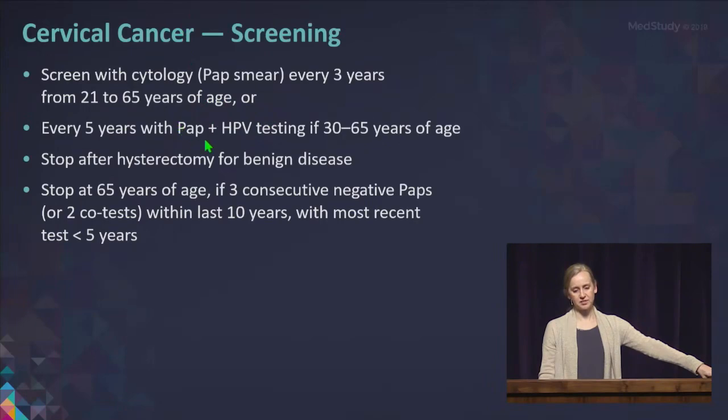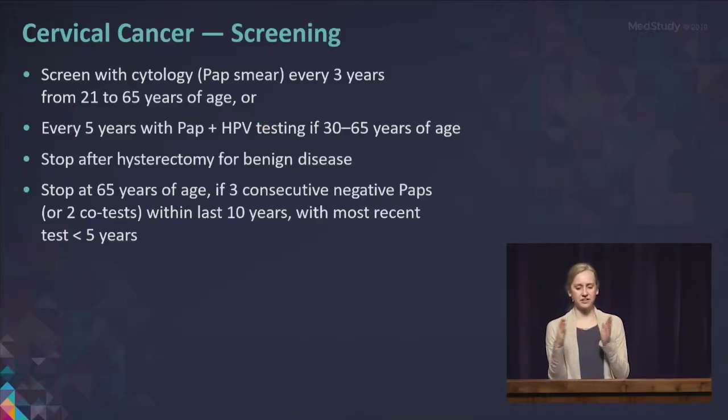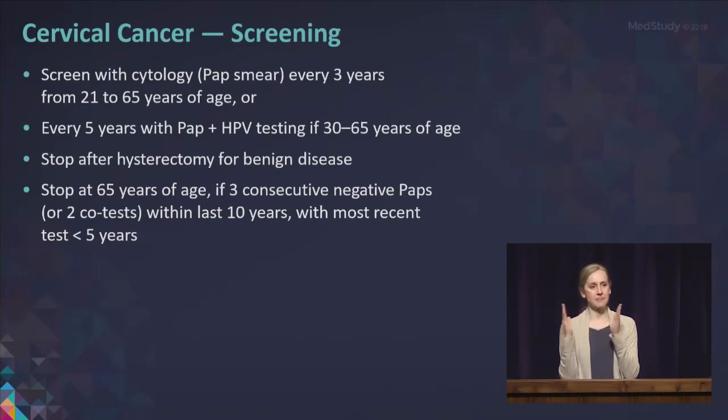So you can start doing co-testing with both Pap and HPV, and this allows you to lengthen the time of screening. So you can do Pap plus HPV testing every 5 years between the ages of 30 and 65. You stop if the patient has had a hysterectomy for benign disease, and then you get to stop at 65, but only if the patient has been appropriately screened in the decade before that.